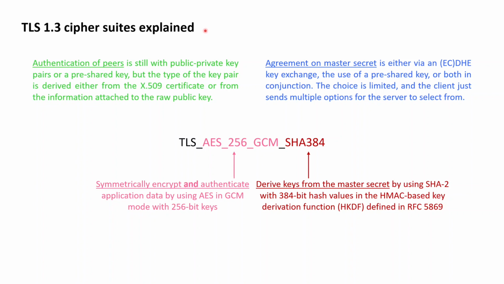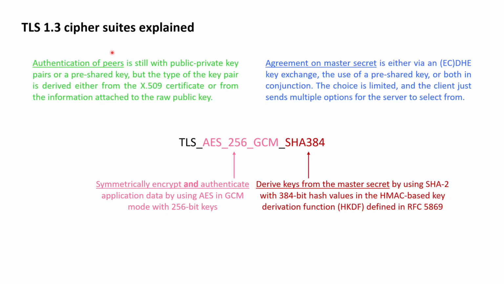Within TLS 1.3, the authentication of the peers still takes place via asymmetric public-private key pairs or a pre-shared key, where TLS 1.2 cipher suites explicitly specified the type of the public-private key pair. TLS 1.3, however, derives this type either from the corresponding X509 certificate received from the peer, or derives this type from information attached to the raw public key.